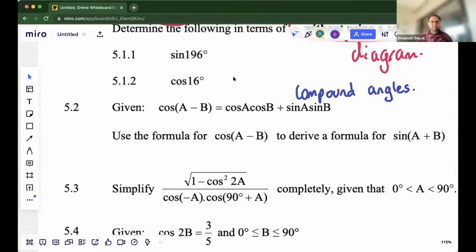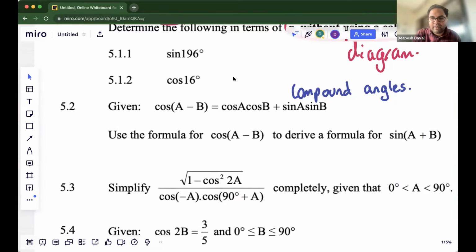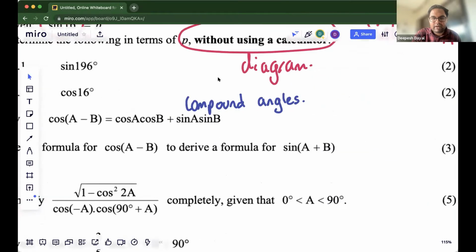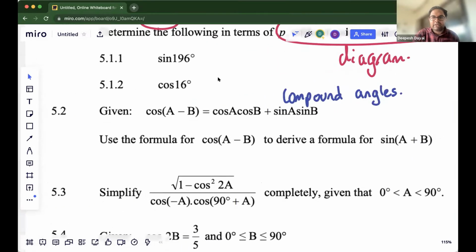So I'm going to give you a few minutes. How many marks is it for? It's for 3 marks. I'll give you maybe 5 minutes to try it out, and then we can compare. I hope you've got your pen and paper ready.